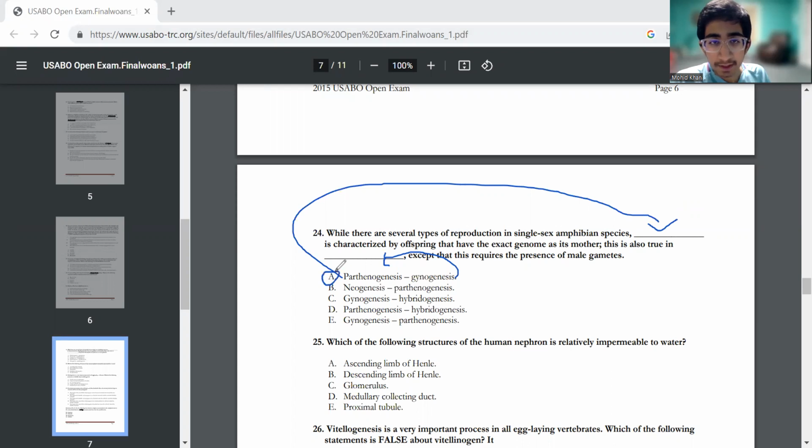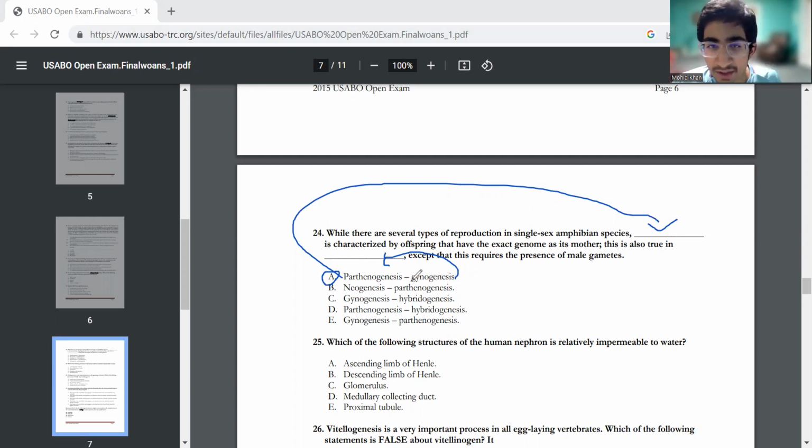But neogenesis and hybridogenesis seem to be the other answers, and they're not correct because neogenesis, I think, is the making of new tissue, I believe. And then hybridogenesis is some weird type of reproduction where I think it's the reproduction of two hybrids or something. But yeah, parthenogenesis and gynogenesis are what make the most sense. Or gynogenesis, maybe. I think I'm pronouncing that incorrectly because that kind of looks like gynecologist, but you know.